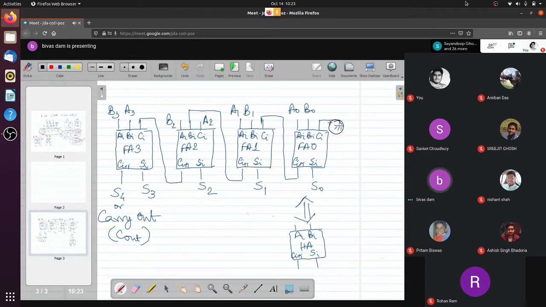Now, just observe the circuit block diagram, and you tell me if there is anything wrong in this circuit. Sir, in the FA2, the circuit connected to the carry bit is wrong. It should be to CI. Definitely that is wrong. So, you suggest that it should be like this. Yes, sir. Anything else?